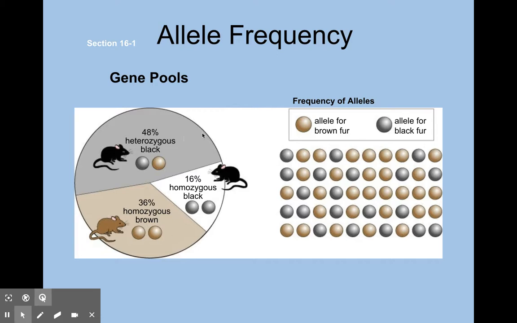So within a species of rats, we have about 48% of them being heterozygous black, meaning they have one black allele and one brown fur allele. So they are the mixed. Here we have a homozygous, meaning that both traits are brown, and 16, and we have a homozygous black. So reflecting back on our genetics, when we're talking about alleles, that dominant versus recessive, here we're looking at a heterozygous black, homozygous black, and homozygous brown. So just reflecting back on those dominant and recessive traits and how they interact with each other.